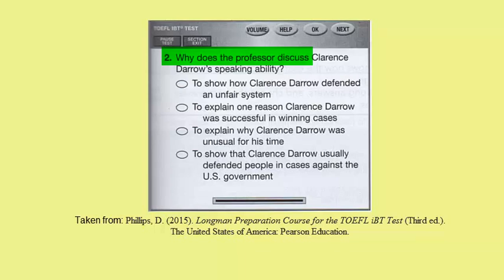In this case, candidates have to pay attention to details in order to relate them to the whole passage. The speaker says that Darrow was able to move his audiences to tears, so the second answer is right.